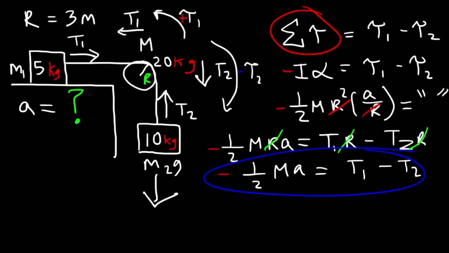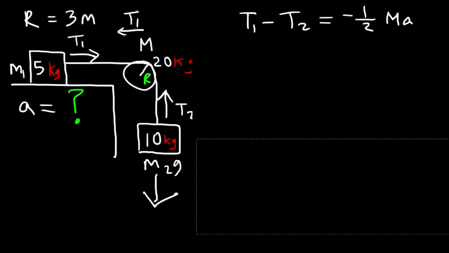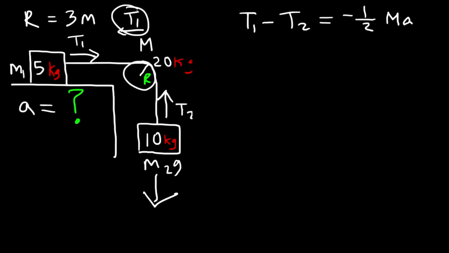So I can erase some of the stuff above here because I'm going to need the space soon. So I'm going to rewrite the equation up here. T1 minus T2 is negative 1/2 Ma. Now we need to relate the tension forces to these two masses.